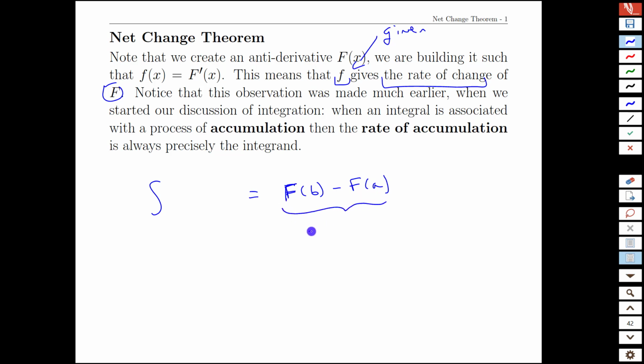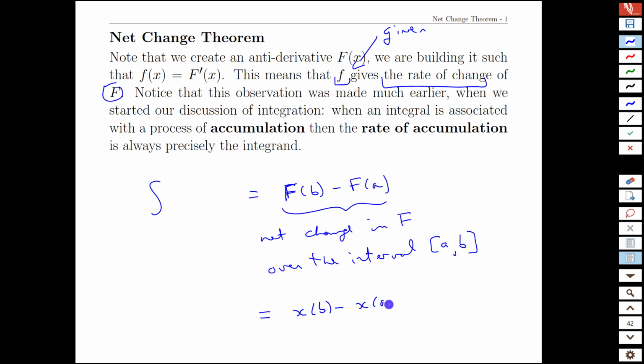And this is the change, or the net change, in capital F over the interval a to b. In other words, just our end value minus our start value for this function. Where that gets more interesting is if we're talking about position, let's say x of b minus x of a. How can we determine the net change in position for an object?